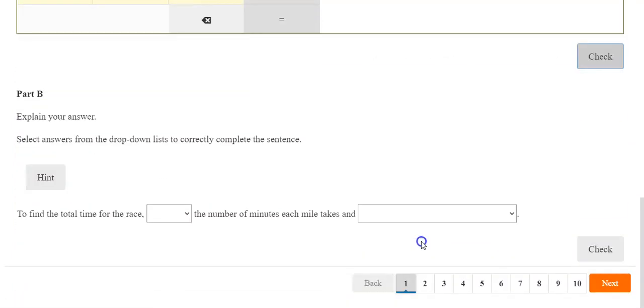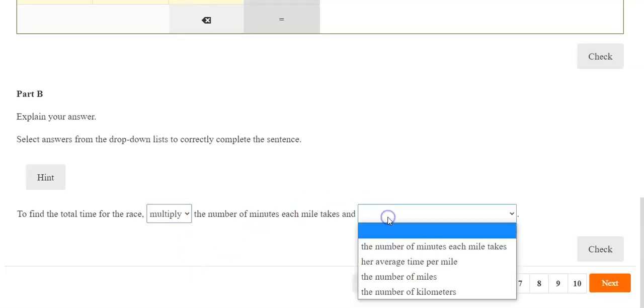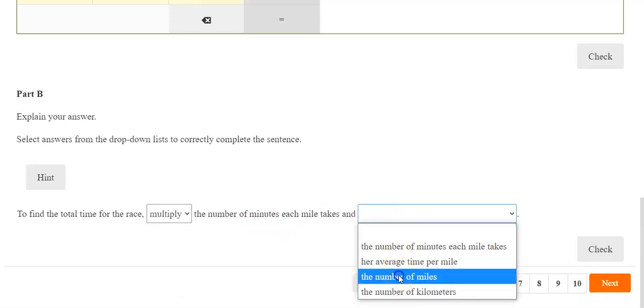Okay, explain your answer. To find the total time for the race, multiply the number of minutes each mile takes and the number of miles.